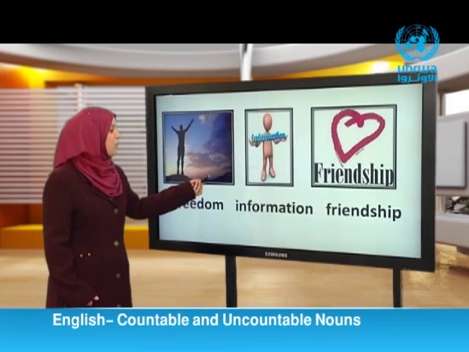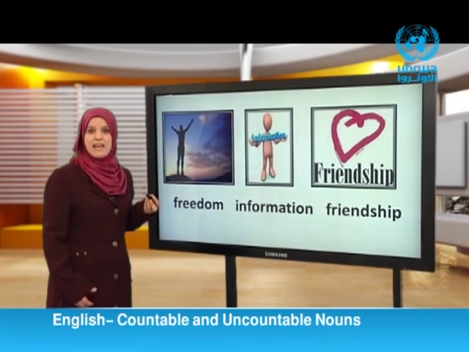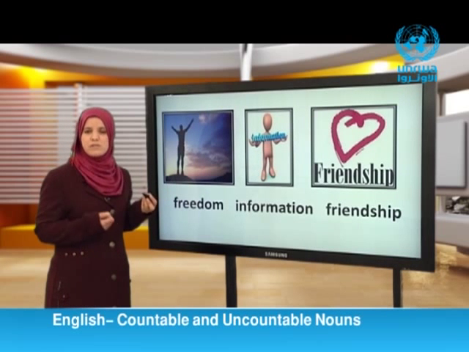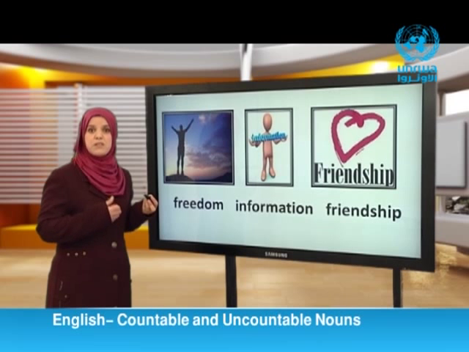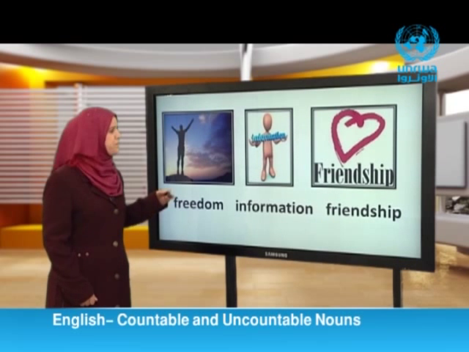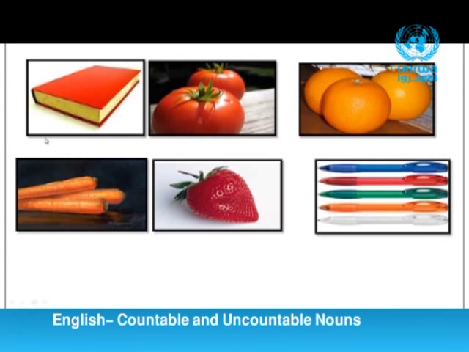Can you think of more abstract nouns? Good. News, advice, progress. Now look, 1 book, 2 tomatoes, 3 oranges, 3 carrots, 1 strawberry, 5 pens.